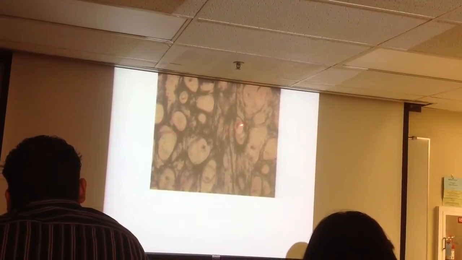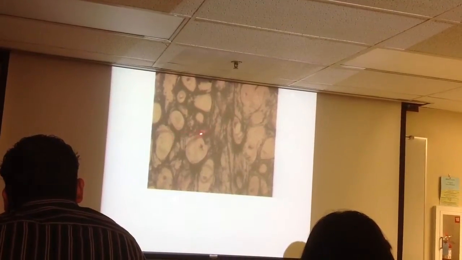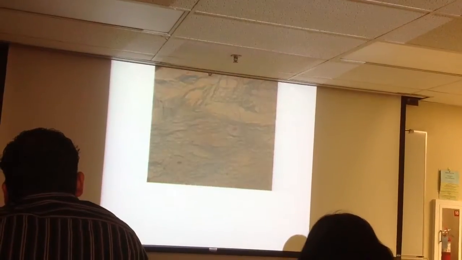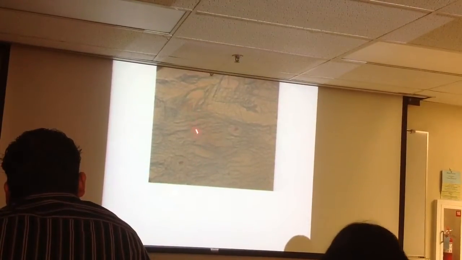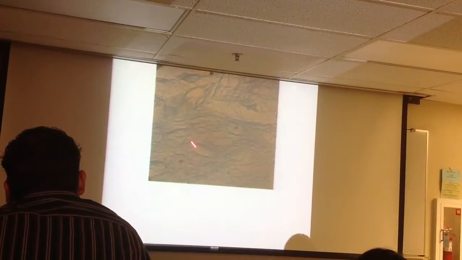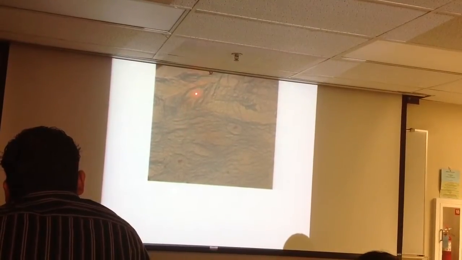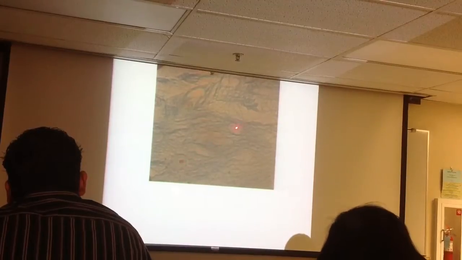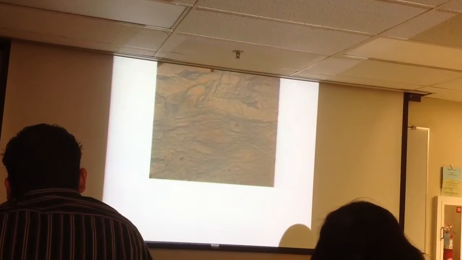What's this stuff called? Matrix. What's it made of? Proteins. Back to collagen. What's this stuff made of? Proteins. What's it called? Matrix. What's that open space? Lacuna. What's the cell called? Chondrocyte.